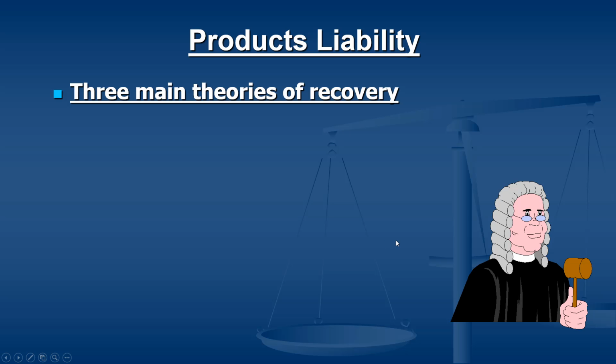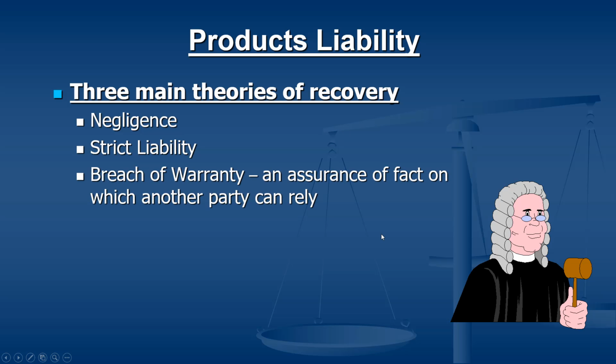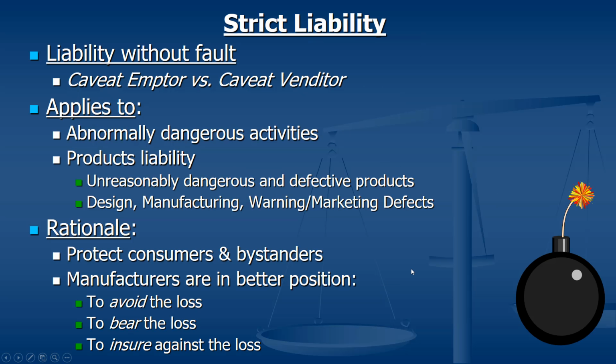All right, so that's negligence, and we'll move on now to products liability. There are three main theories of recovery in a products liability case. You could claim negligence, you could claim strict liability, or you could claim breach of warranty. Today we're going to talk mostly about strict liability, and we'll save that breach of warranty discussion for later in the semester when we look at the Uniform Commercial Code. So strict liability. Strict liability is just liability without fault.